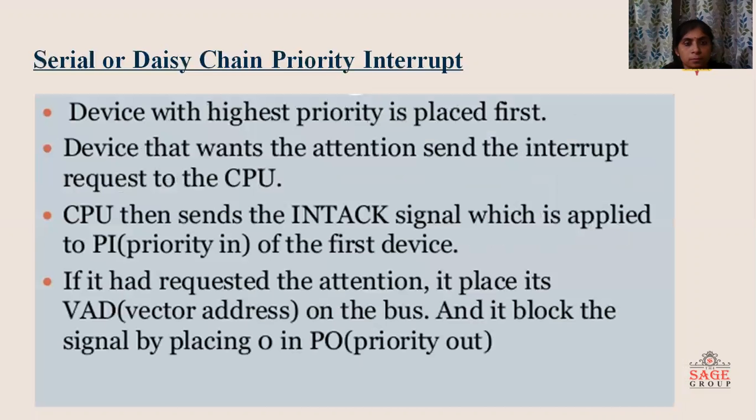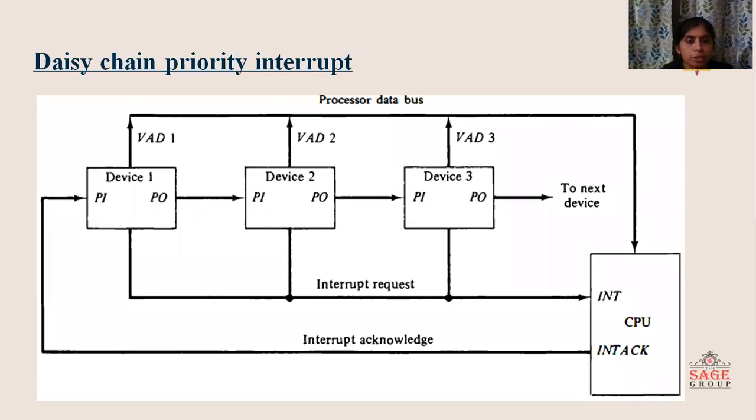Then the CPU sends the reply signal in terms of the interrupt acknowledgement signal, which is applied to priority in of the first device. If it had requested the attention, then it places its vector address on the bus, and it blocks the signal by placing 0 in the priority output as shown in the diagram.